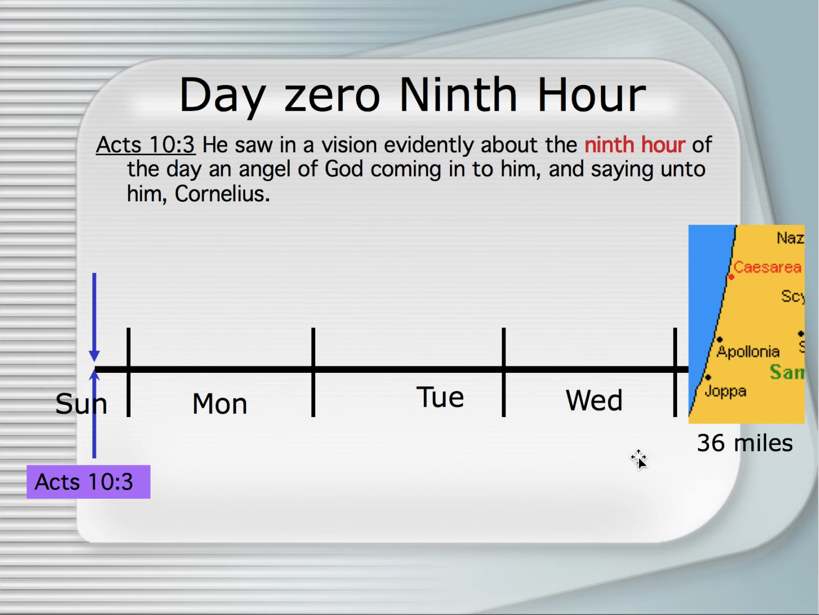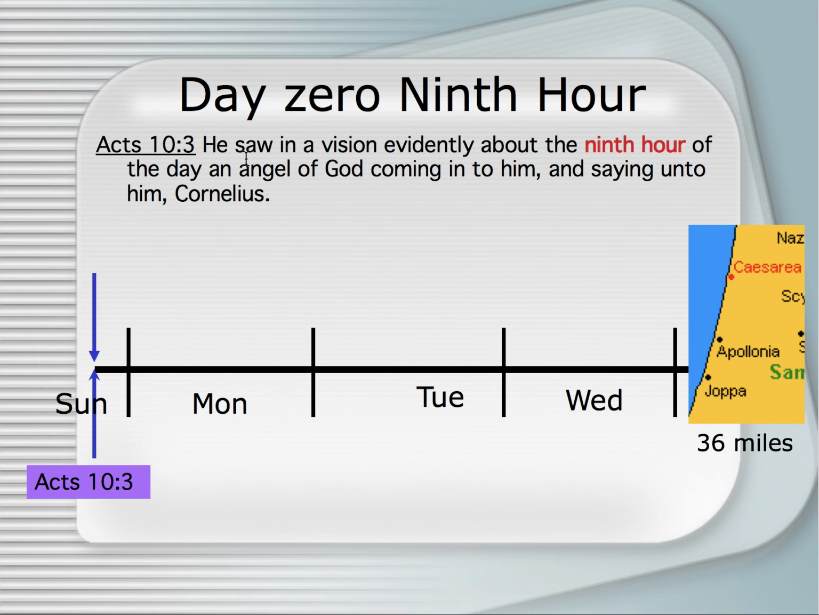So there's a little map. I, in 2004, went from Joppa to Caesarea. Joppa was very close to Tel Aviv, and it took half an hour driving. But in those days, they would have been walking or perhaps taking a horse or a donkey, but it's a long way to walk.